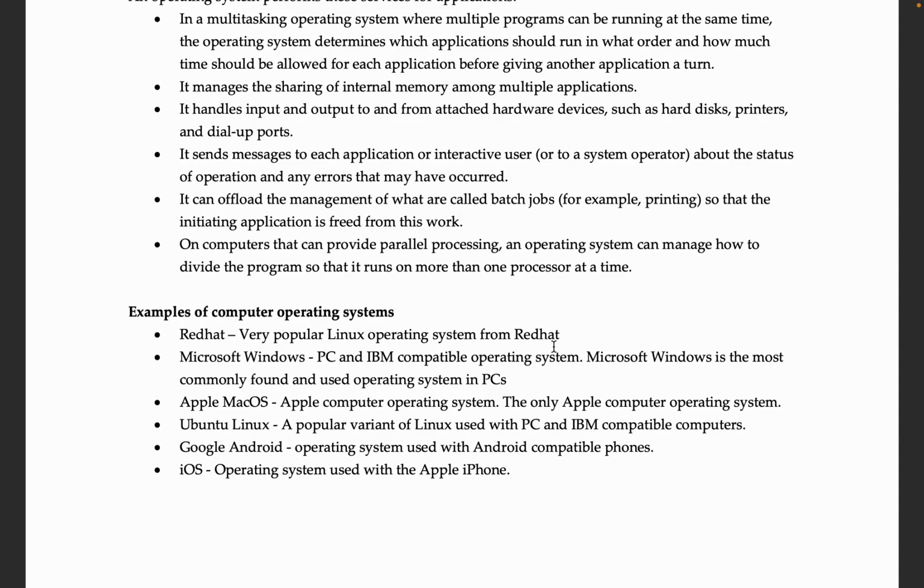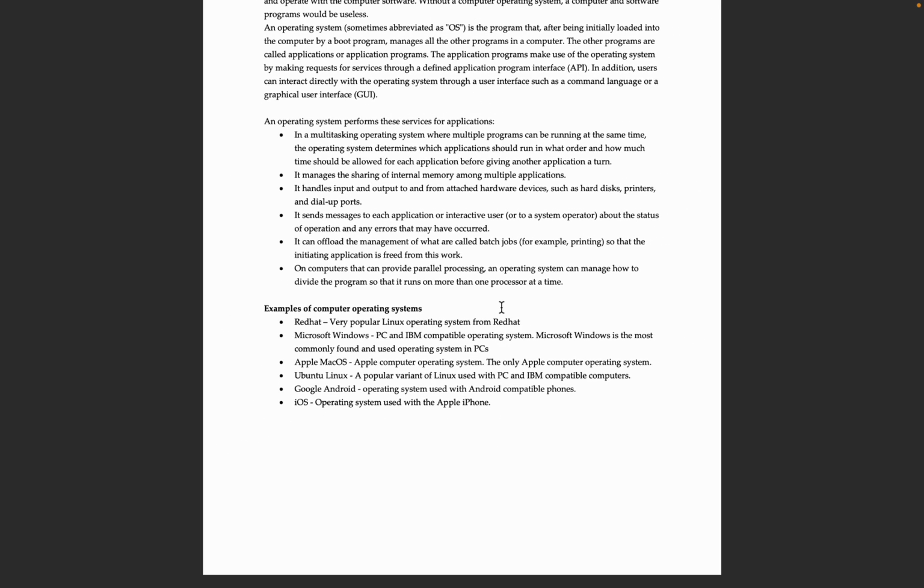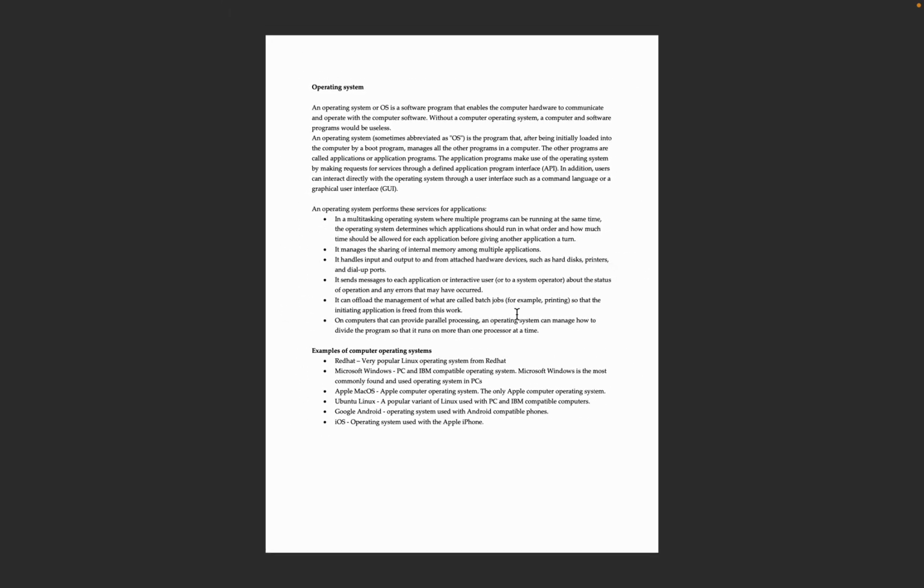So we are going to see the examples of computer operating systems. The first ones are Red Hat, Microsoft Windows, Apple Mac OS, Ubuntu Linux, Google Android, and iOS. So these are the examples of computer OS.